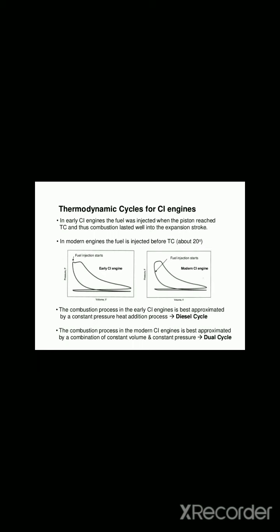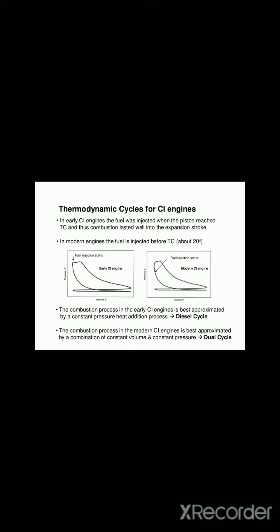Hello everyone. Next presentation regarding thermodynamic cycles for CI engines. In early CI engines, the fuel was injected when the piston reached the higher point and thus combustion lasted well into the expansion stroke. In modern engines, the fuel is injected before 20 degrees above. That is the overall graphical presentation shown in both pictures. The first is where fuel injection starts in early CI engines, and the second is where fuel injection starts in modern CI engines. These are two figures.